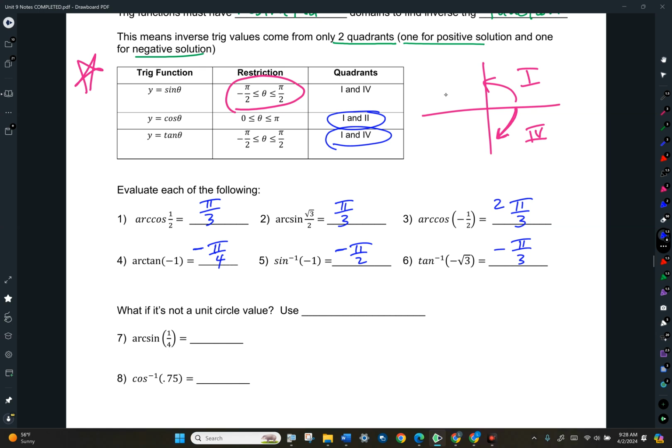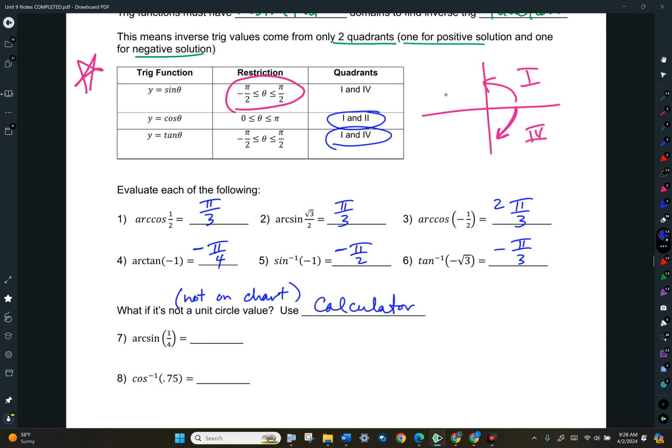Okay, so when it's written as an inverse trig function, we only give one answer. It's just a matter of deciding how we're going to give that answer, what quadrant. So what if it's not a unit circle value? Meaning, what if it's not one of those numbers that fits on the chart? Let's put here, not on chart. Well, can I still find the angle? Yeah, you can, but you're going to have to use your calculator.